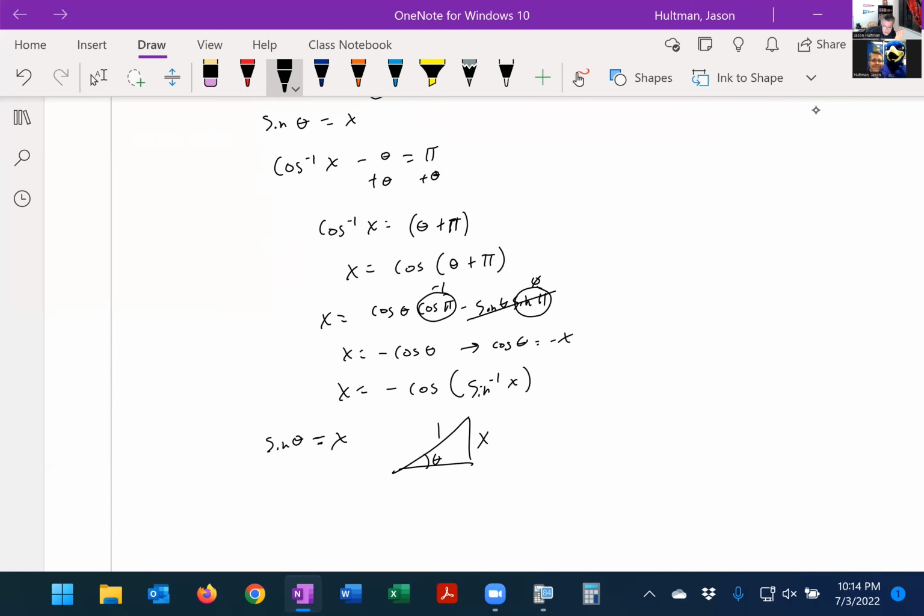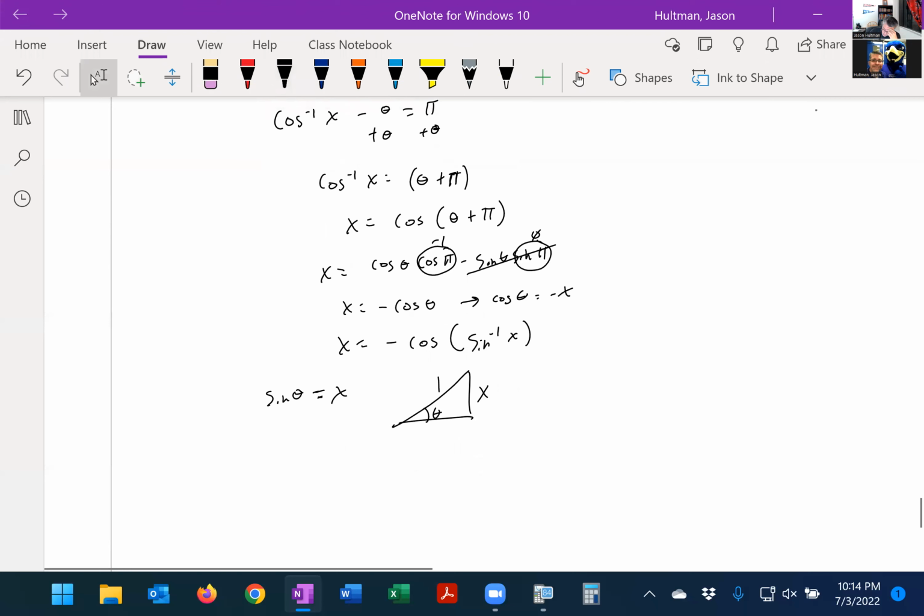Sine of theta is equal to x. Cosine of theta is equal to negative x. Well, let's just deal with this one first. This is going to use the Pythagorean theorem. This is opposite over hypotenuse, and then this is going to be the square root of 1 minus x squared.